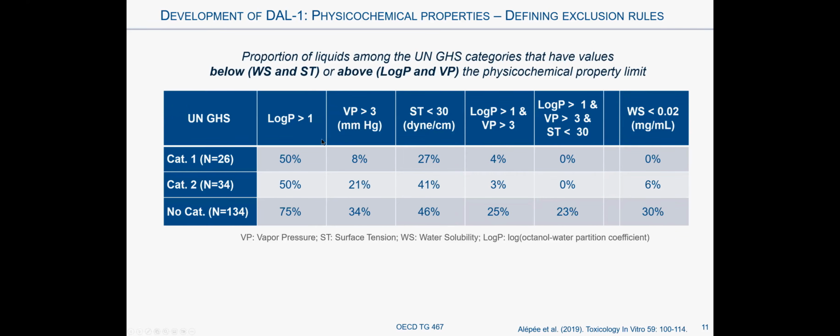And you can see if you would use log P on its own, then you would underpredict 50% of the cut ones and the cut twos. So this is definitely not a good choice. This is the same for the vapor pressure and the surface tension. You cannot use them on their own. But if you combine the three properties, then you can see that none of the cut ones or the cut twos are false negatives. And for the water solubility, there was only one liquid that was a false negative.